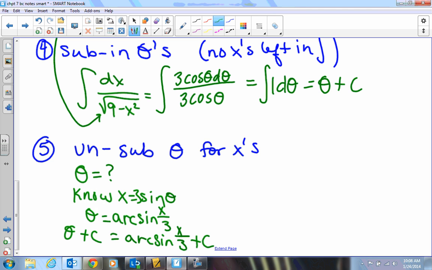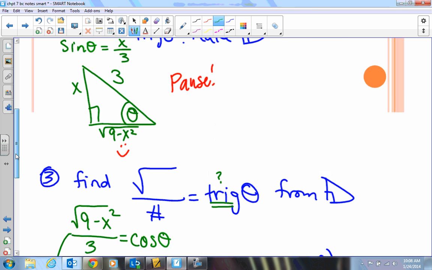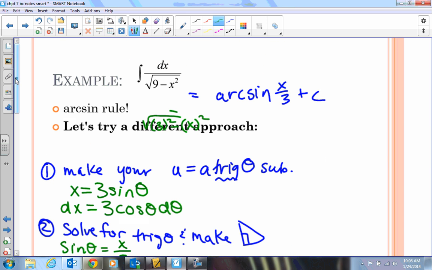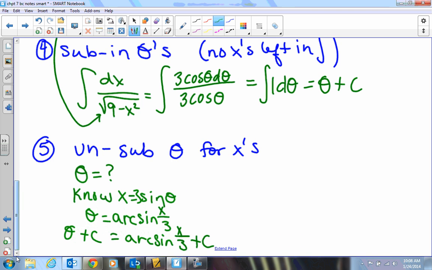For this problem, I would not have chosen this method. I would have chosen the arc sine rule. But you don't always get the easy way out.